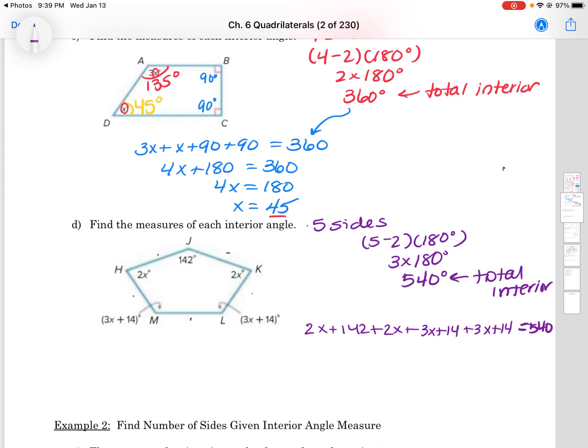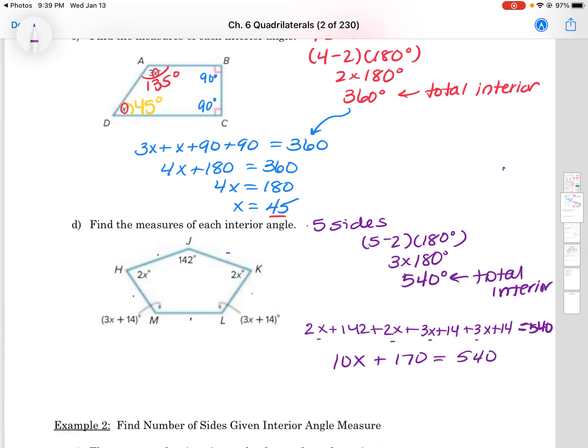Okay. So 2x plus 2x plus 3x plus 3x is going to give us 10x. 142 plus 14 and 14 is going to be, I believe, 170. Let me just double check. 142 plus 14 and 14. Yeah, 170, is equal to 540.